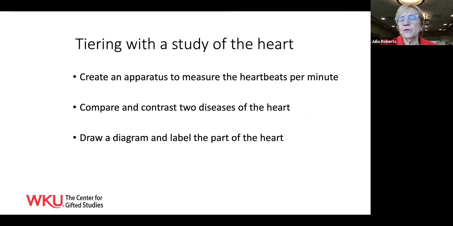And based on interests and what they already know, maybe creating an apparatus to measure the heartbeats per minute.